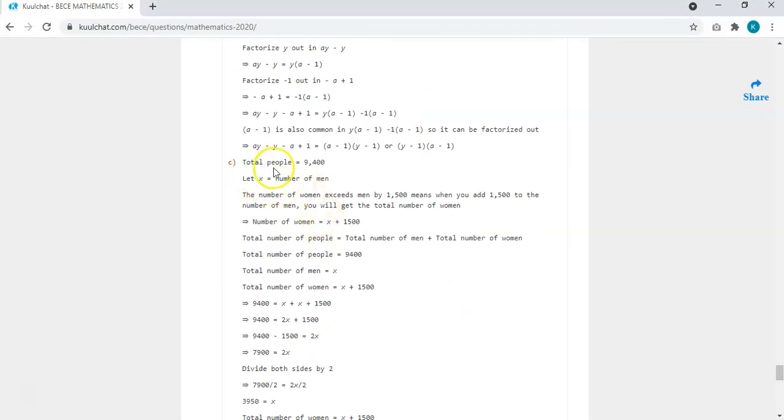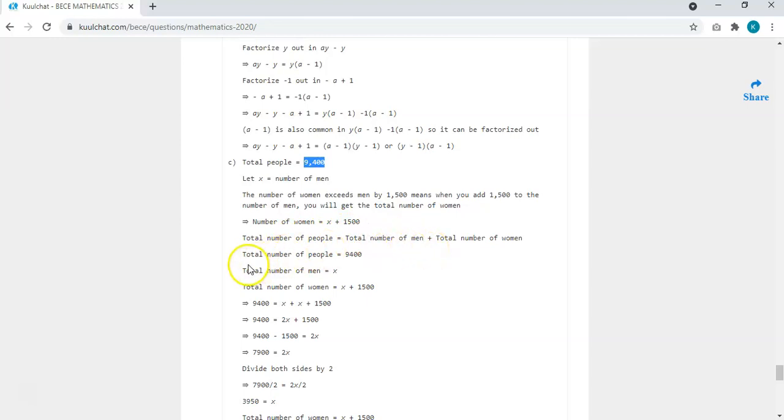Okay. So you say let the total people be 9,400 and let S be the number of men. Okay. So the number of women exceeds men by 1,500 means that when you add 1,500 to the number of men, you get the total number of women. So the total number of women is going to be S plus 1,500. Now we should also know that the total number of people in the community will be the number of women plus the number of men.